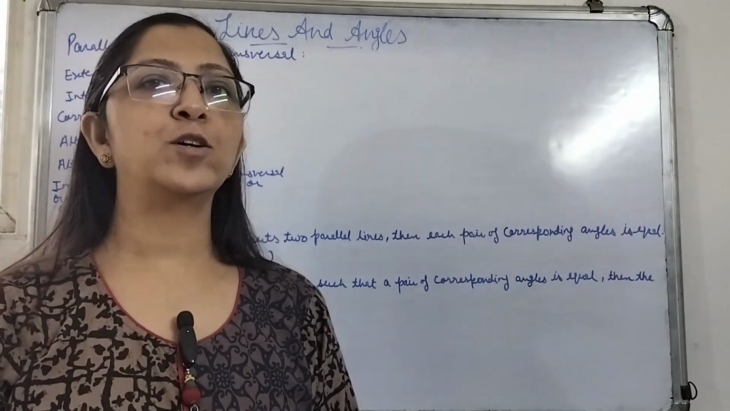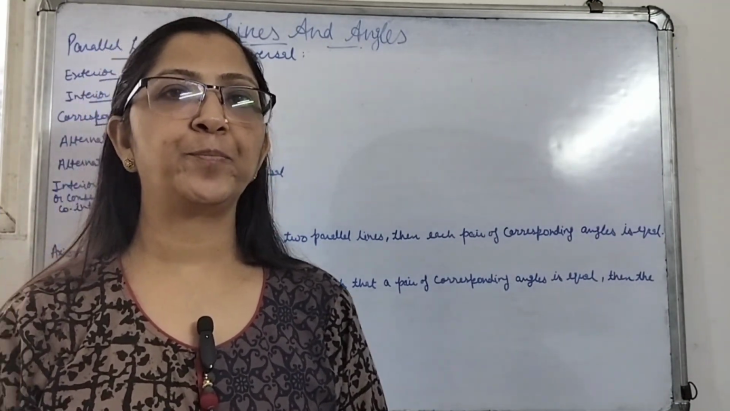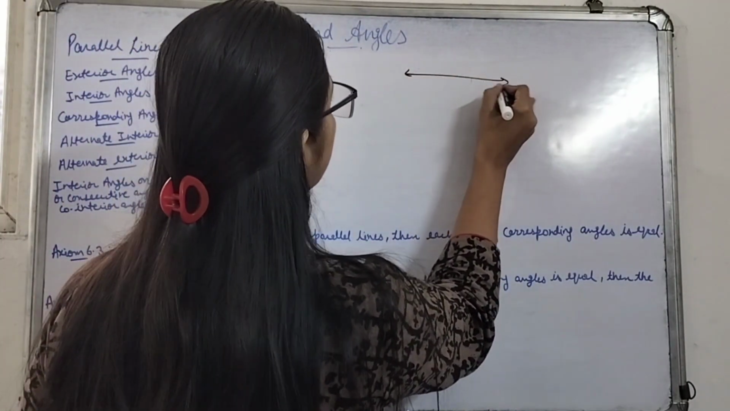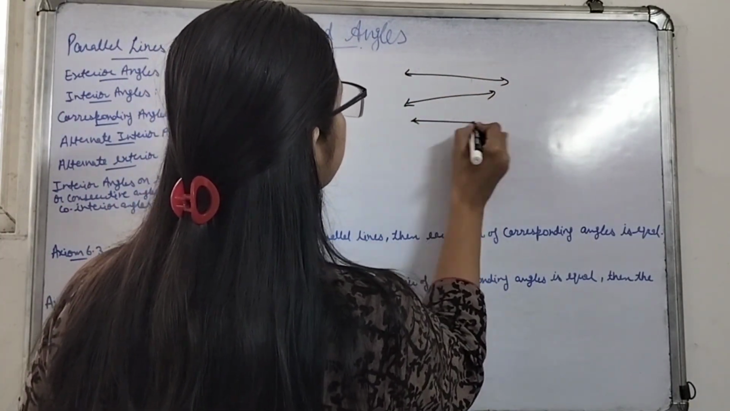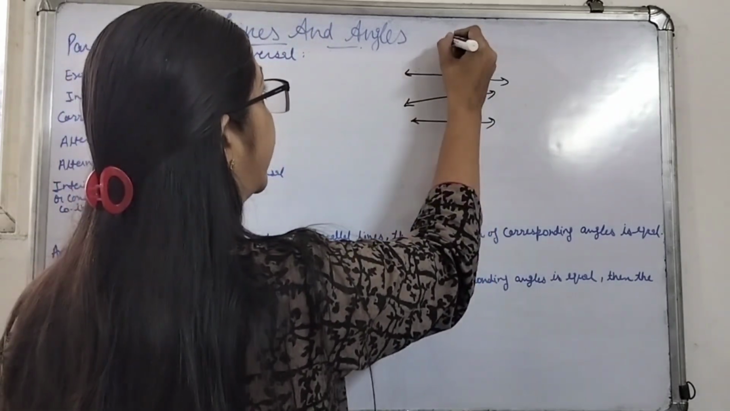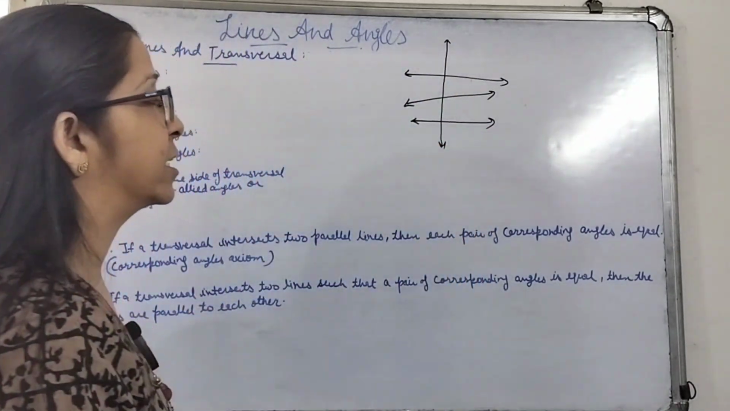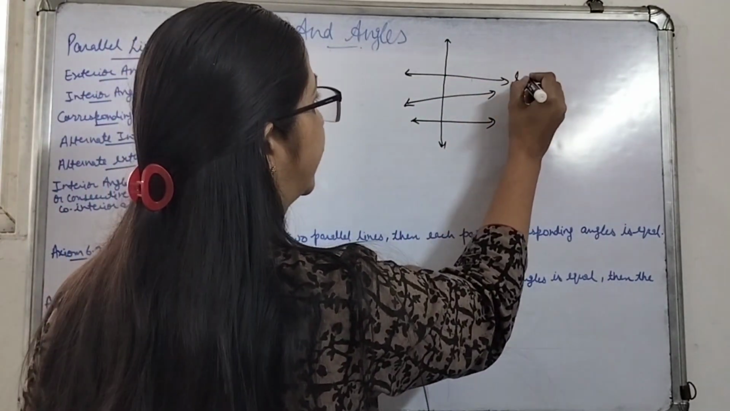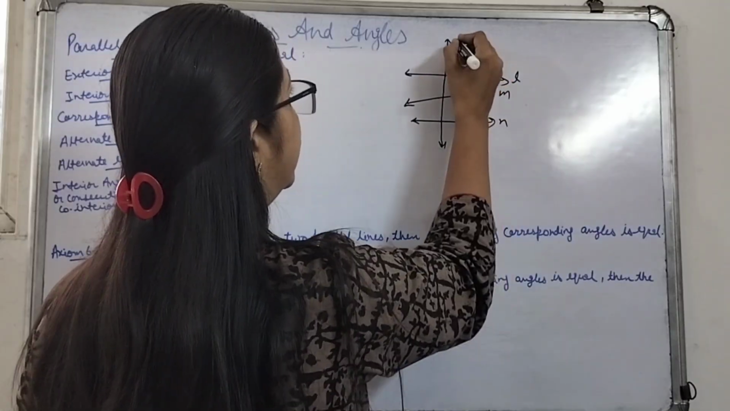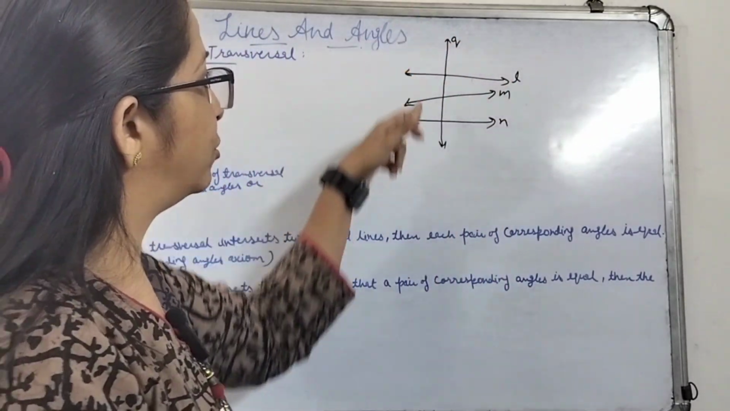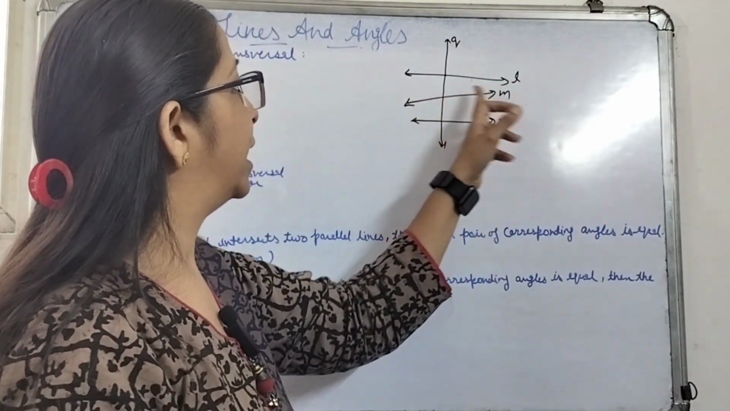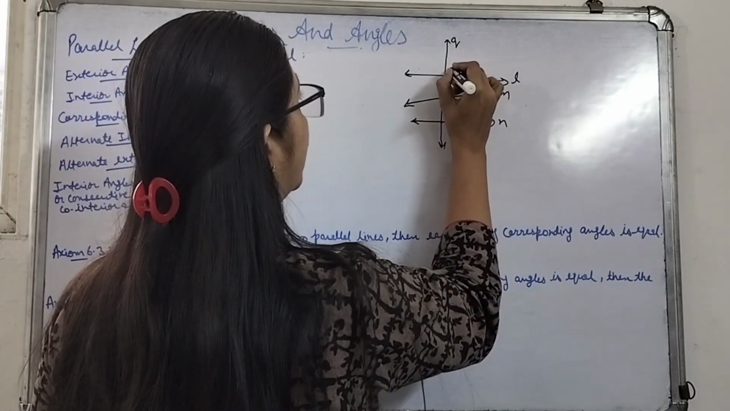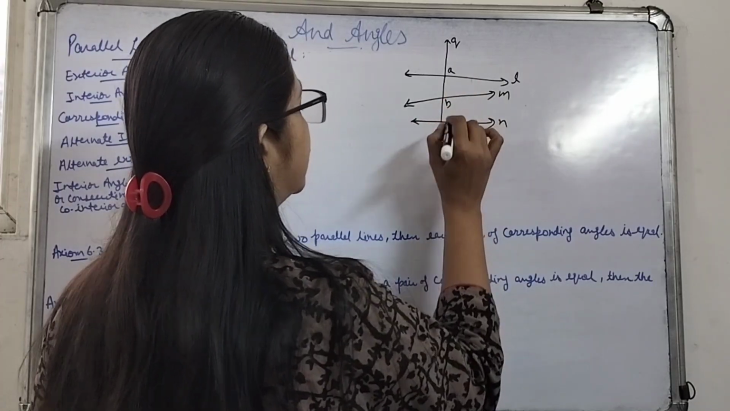Now let's understand the concept of parallel lines and a transversal. Suppose there are two or more lines, this is one line, this is another line, and this is one more line, and there is one more line which is intersecting these lines at distinct points. Suppose this is line L, this is M, this is N, and this is Q. So line Q is intersecting lines L, M and N at distinct points, that is, this is point A, this is point B, and this is point C.